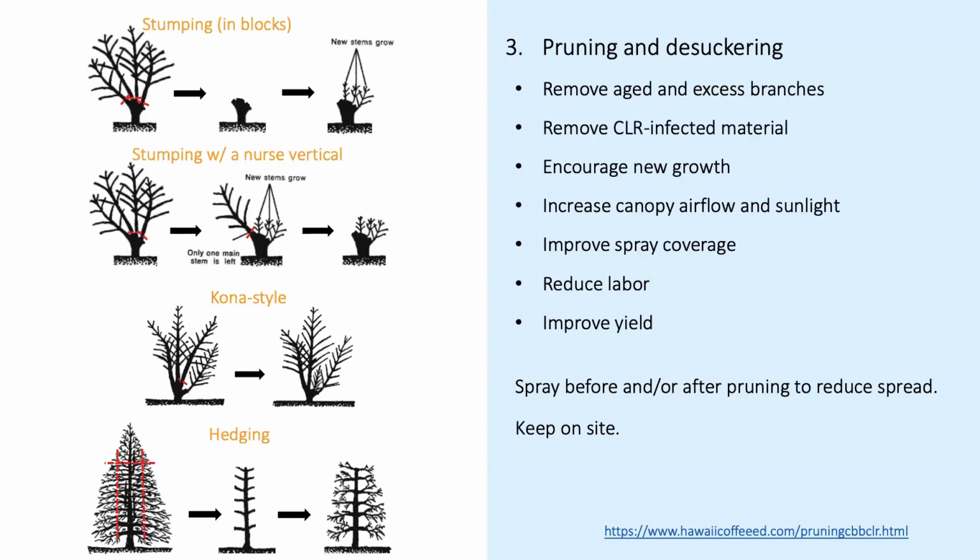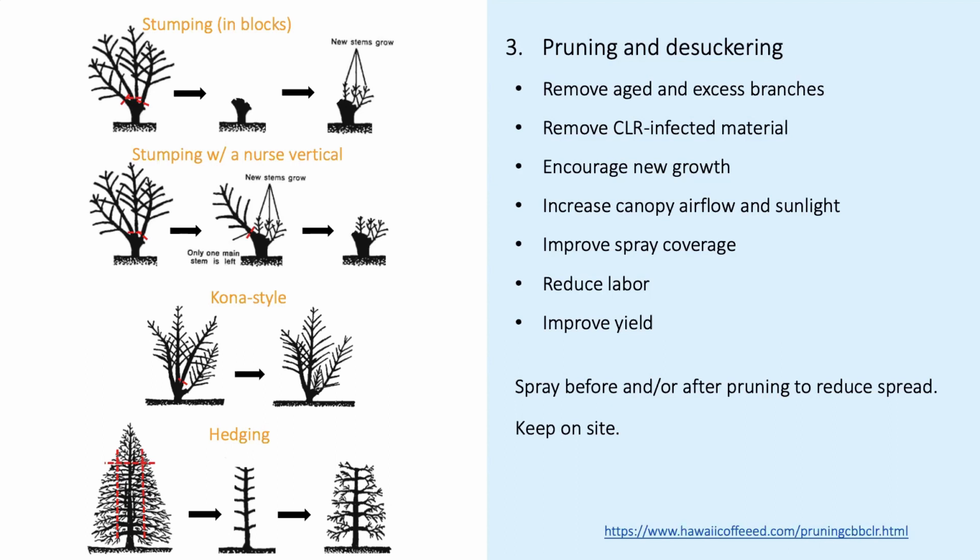There are 4 main pruning methods conducted in Hawaii, and coffee pruning, or at least desuckering, is recommended on a yearly basis. Overall, pruning and desuckering is done to remove excess, older and less productive verticals and laterals, to remove infected leaves and branches, and to encourage new growth.